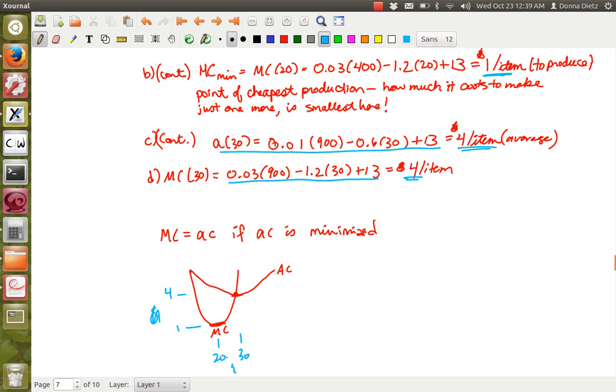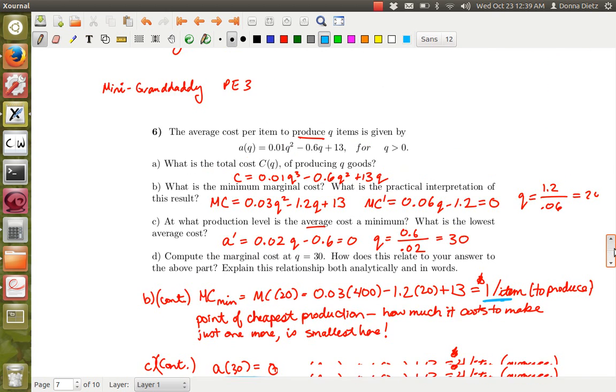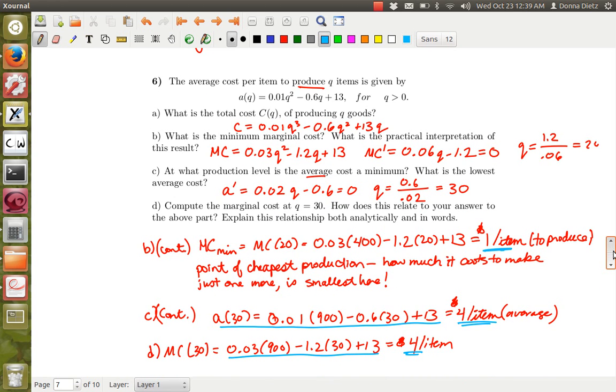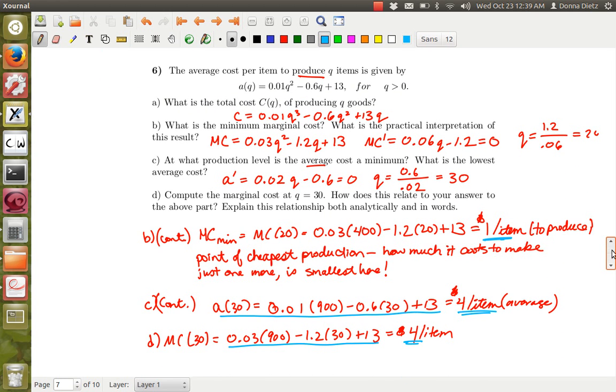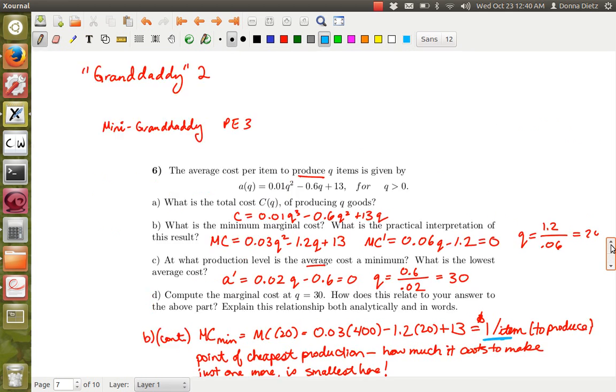There's dollars and Q's over here. So that's not as bad as the Granddaddy problem, because in this case, not every single concept is being tested in the same spot. But most of the concepts in the Granddaddy problem are here.